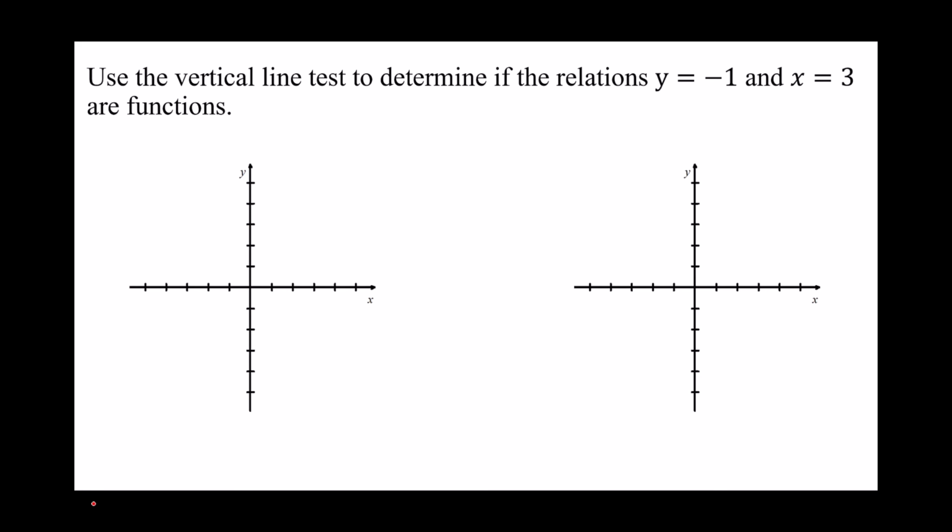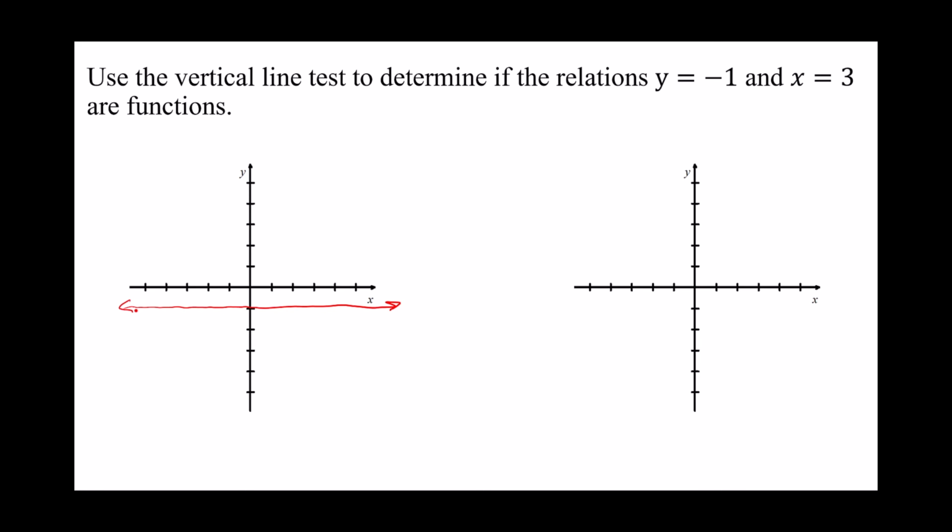Let's determine if these relations are functions. The first one is y equals -1. So if y equals -1, no matter what x is, y is always -1. I have a horizontal line. So is this a function of x? The answer is yes. Any vertical line I draw will only hit that graph at exactly one point.